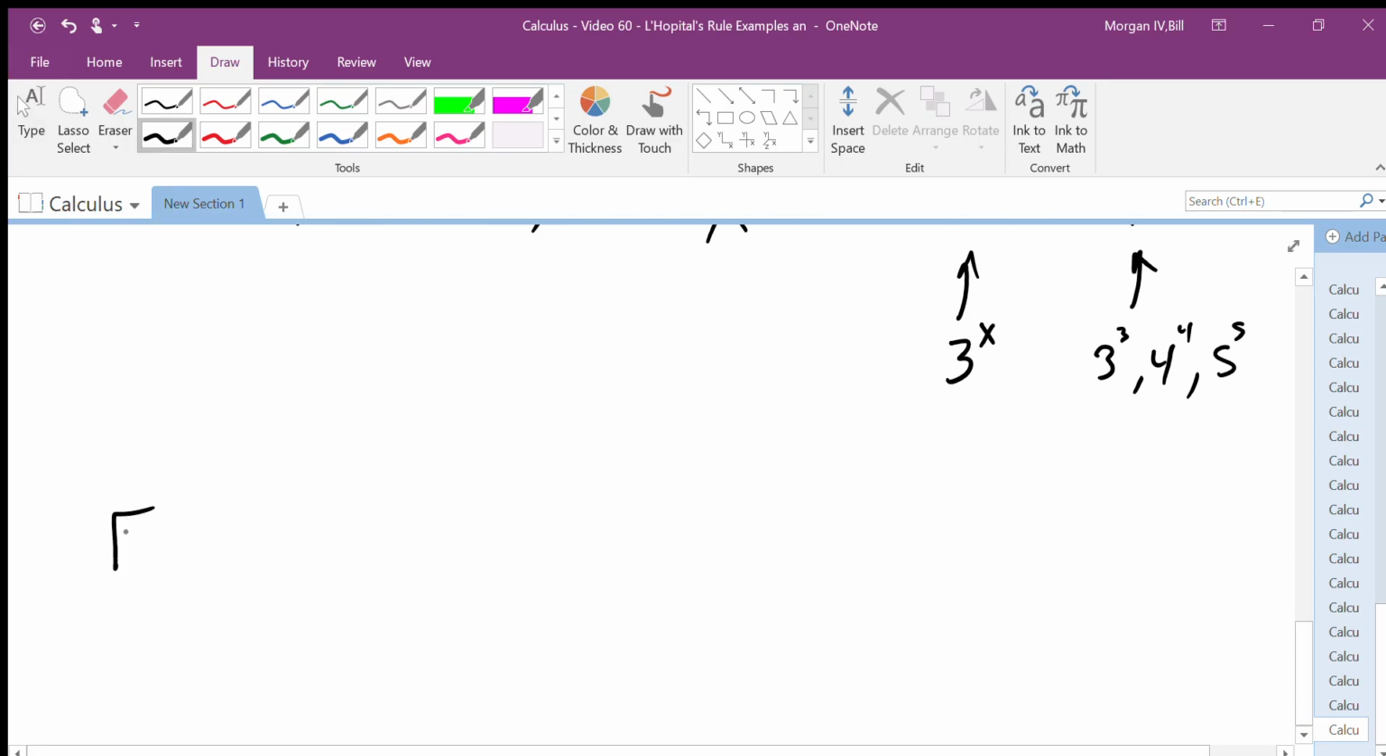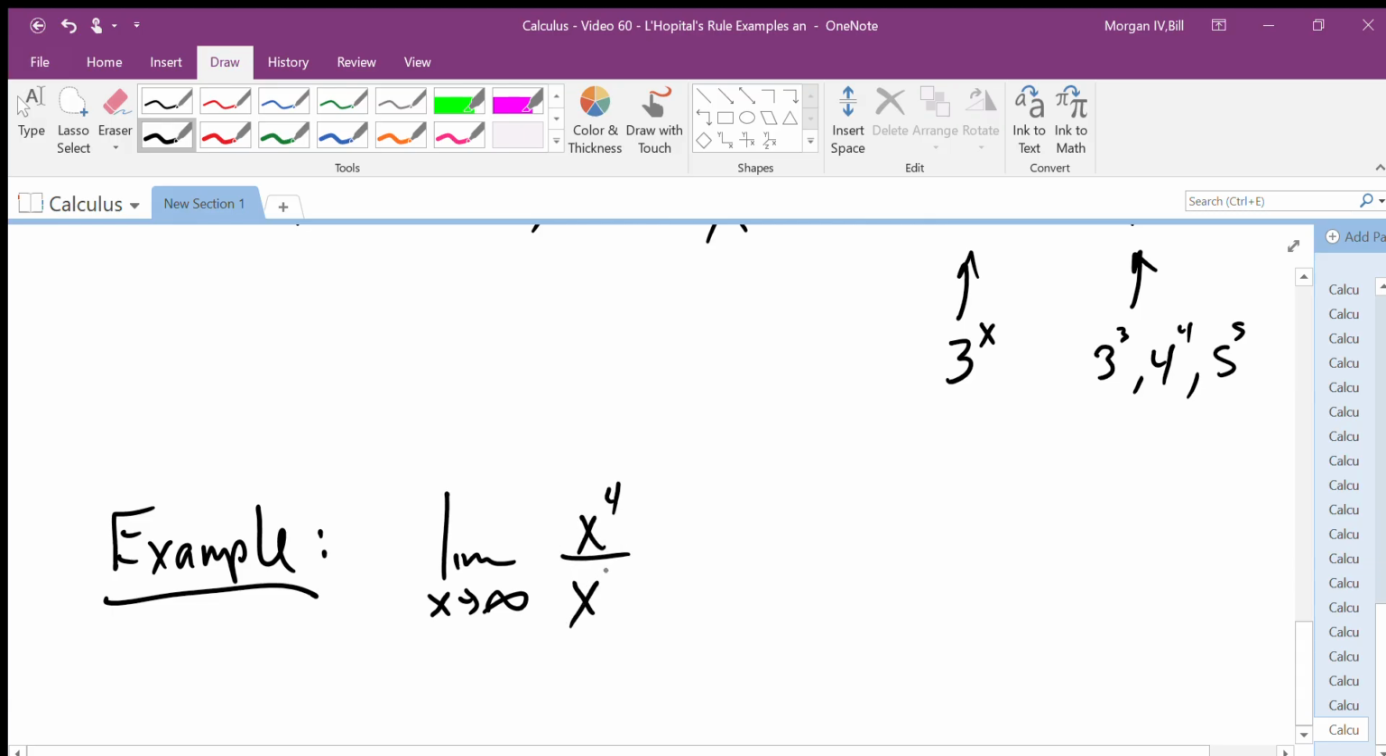So for example, let's suppose we were given the problem, the limit as x goes to infinity of x to the fourth over x to the third. Okay, now I could use L'Hopital's rule, I could use our understanding of horizontal and slant asymptotes here, but I could also use growth rates. And what we're saying is x goes to infinity, and it must be x going to infinity, x to the fourth grows faster than x to the third.